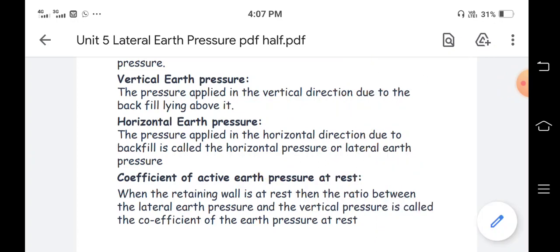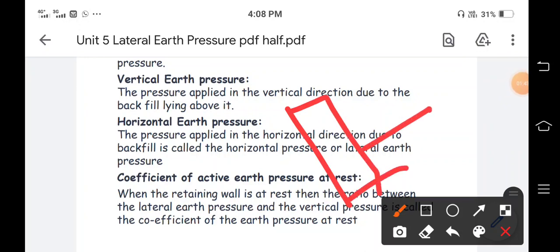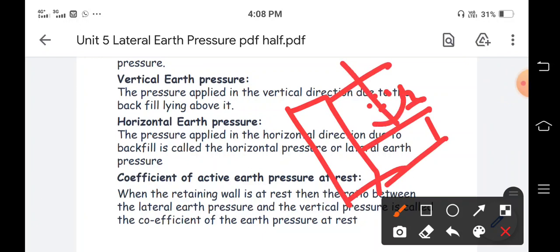So what is meant by the vertical earth pressure? This pressure is applied in the vertical direction due to the backfill lying above it. Suppose this is your retaining wall, and this is called the backfill. This backfill will exert pressure in a vertical direction. The second pressure is the horizontal earth pressure. This soil will exert pressure on the wall in a horizontal direction due to the backfill. So this backfill will exert pressure in the vertical direction as well as the horizontal direction.